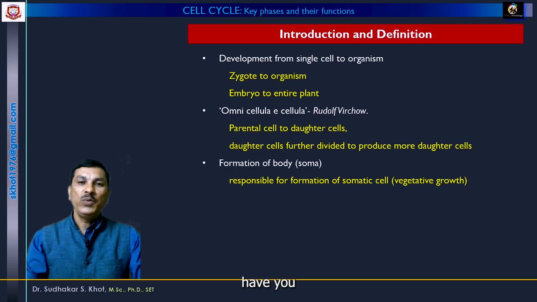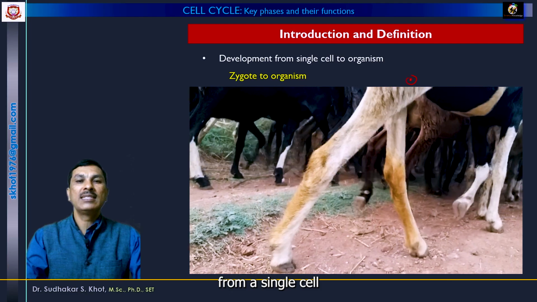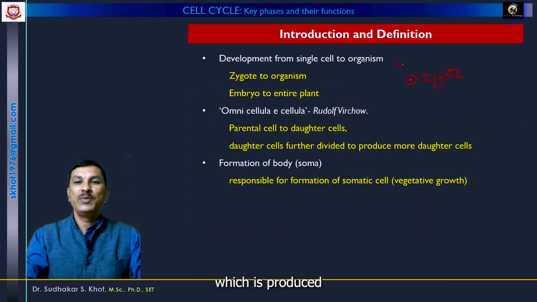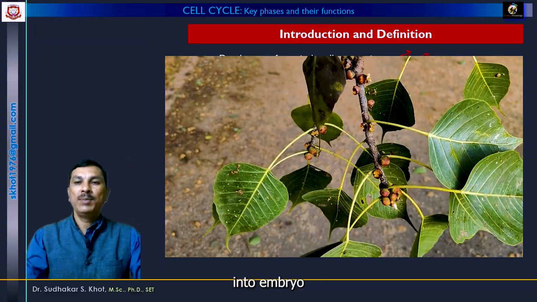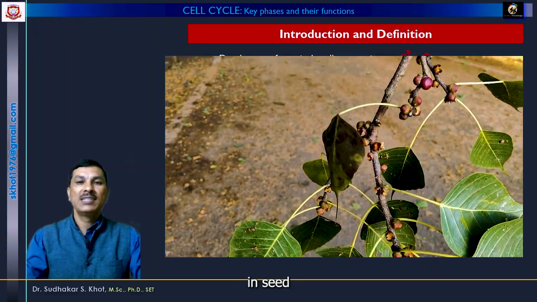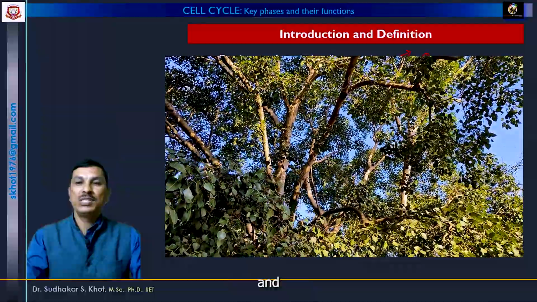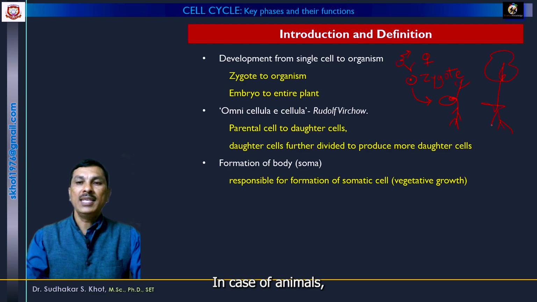Friends, have you ever thought how the body of an organism develops from a single cell, that is a zygote? The zygote is the first cell which is produced by the fusion of male and female gametes. And this zygote develops into the embryo which is present in the seed. After germination, it produces the root system, shoot system and the entire body of the plant. In case of animals, this zygote develops into a whole body.